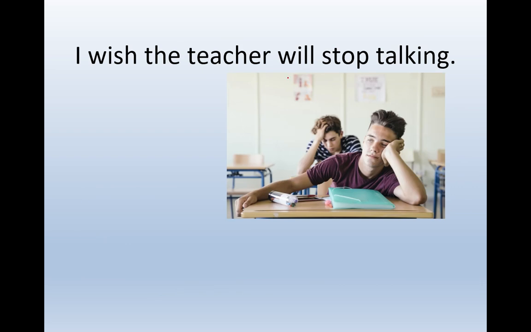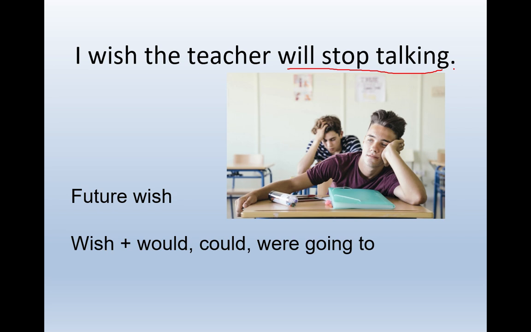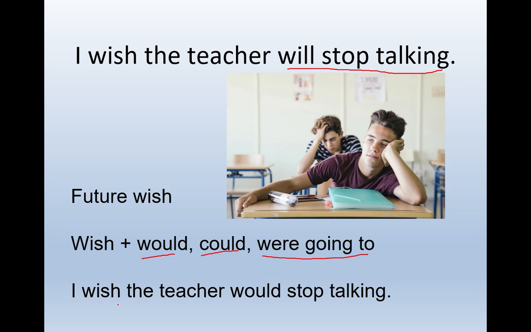Oh, I wish the teacher will stop talking and talking and talking. Yes, this is a future wish, and will is going to change to would, or if it's can, we would use could. If it's is going to, it will change to were going to. So the sentence, I wish the teacher would stop talking. Yes, if you think that's true, fine, I'll stop talking.